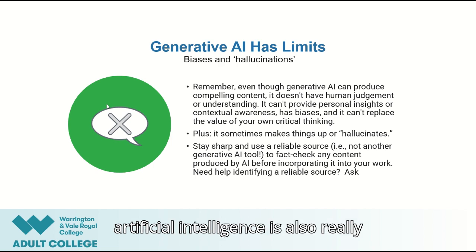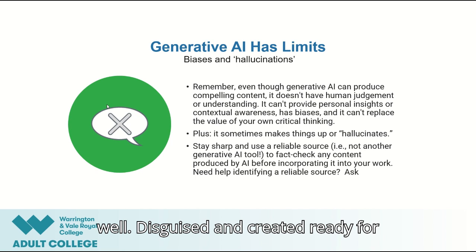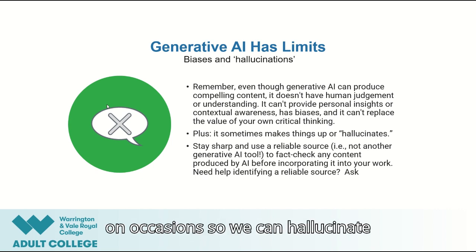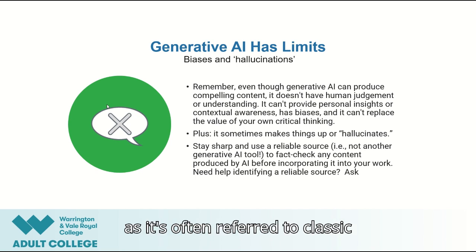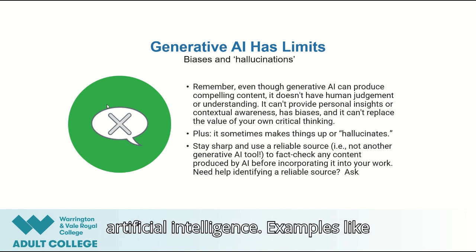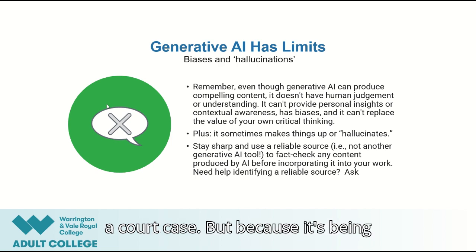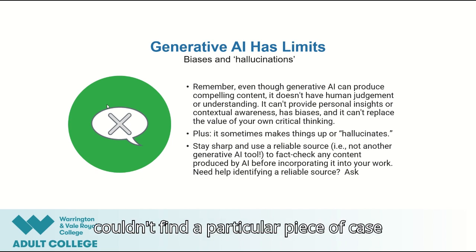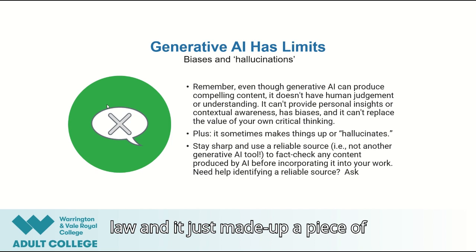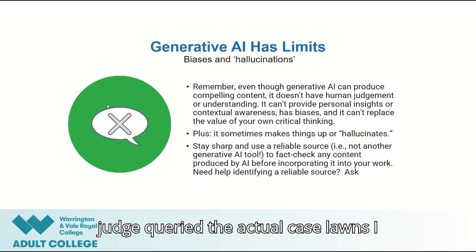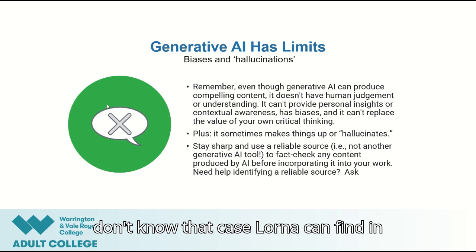Artificial intelligence is also really well devised for creating stories. So its natural instinct, when it can't find particular bits of data to fill in certain parts of a task, is that it actually makes that data up on occasions. So it can hallucinate, as it's often referred to. Classic examples, possibly from the myth of artificial intelligence, are barristers using artificial intelligence to create a summation at the end of a court case. But because it's been created by artificial intelligence, the artificial intelligence couldn't find a particular piece of case law, and it just made up a piece of case law. And this particular barrister, according to the story, was found out when the judge queried the case law and said, "I don't know that case law, and I couldn't find it in the book."